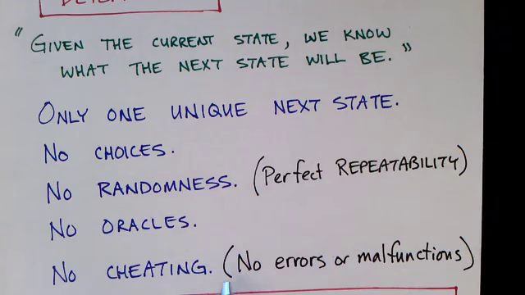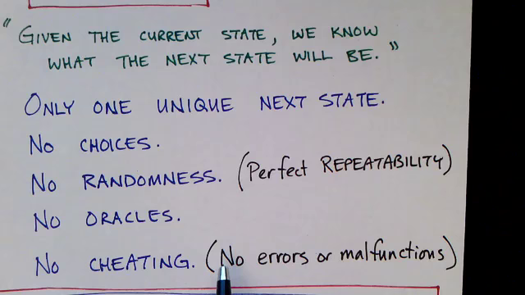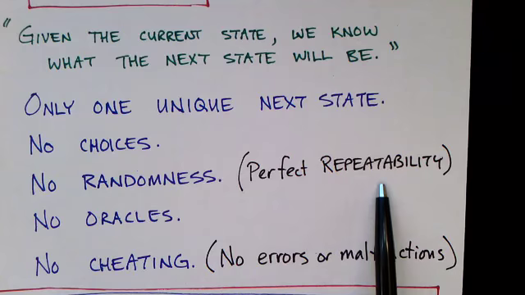And there's no cheating, too. What I mean by that is we assume that the machine does what it's supposed to do. In the case of finite-state machines, it's quite clear and formally defined as to what the machine is supposed to do. So we assume that the machine does exactly what it's supposed to every time and never malfunctions. So, of course, we have perfect repeatability.